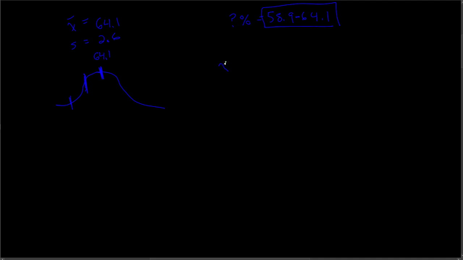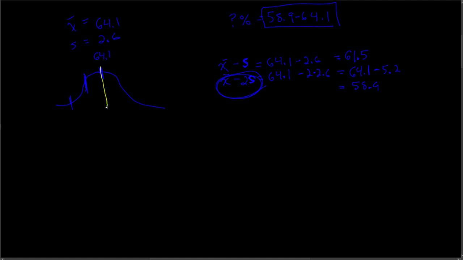And so we're looking for x bar minus 1 standard deviation and x bar minus 2 standard deviations. I have to make my s's a little more loopy so they don't look like 5s. And so that's 64.1 minus 2.6 and 64.1 minus 2 times 2.6. So 64.1 minus 2.6 is 61.5. And 64.1 minus 2 times 2.6 is 64.1 minus 5.2, which is equal to 58.9. So 2 standard deviations is the percentage we're looking for.